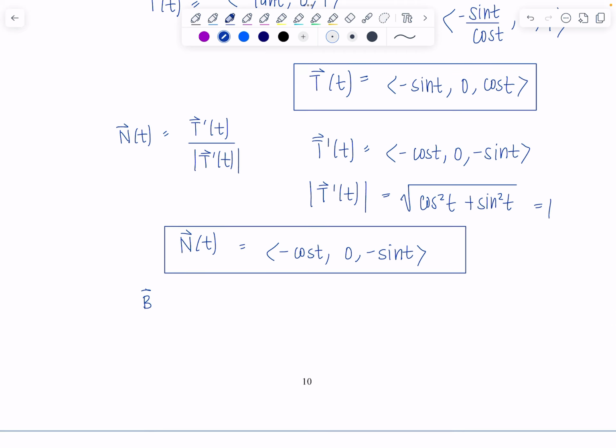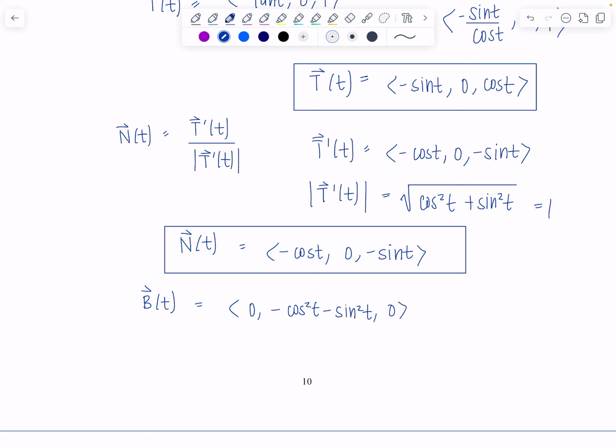B of t, you cross T and N. And automatically it's a unit vector. I prove why in the video lecture. Anyways, I'm going to cross them in my head. I know they're not stacked, but I'm pretending they're stacked, and I'm pretending there's an i hat, j hat, k hat. So this will be 0, negative cosine squared t minus sine squared t, and 0.